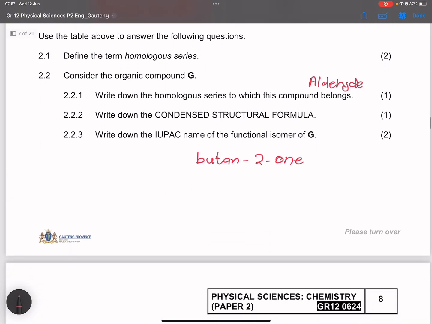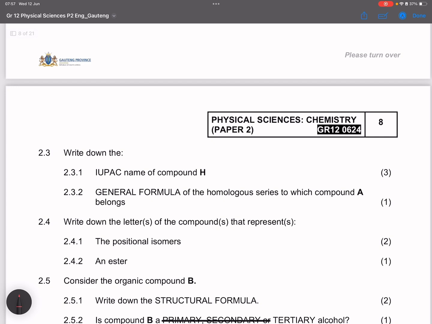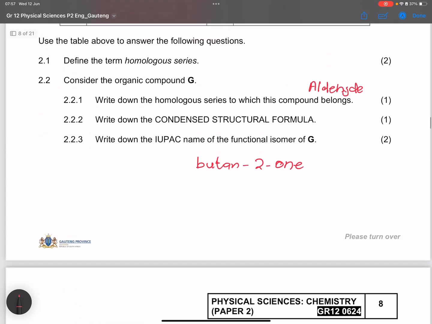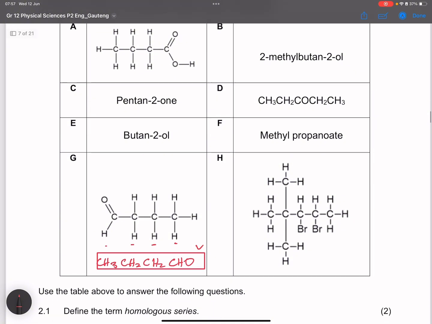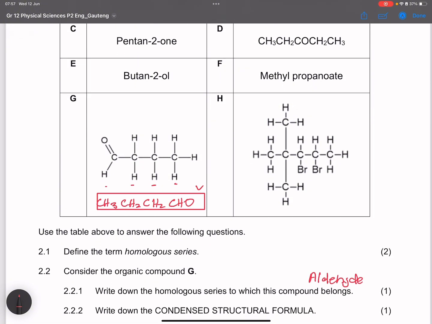Okay, right. The next question: write down the IUPAC name of compound H. If I look at compound H, firstly, let's look at the longest carbon chain. It looks like it is 5 straight chains. In this case, I've got methyl side chains on carbon number 2. I also have bromines, the first at carbon number 2 and the other at carbon number 3.